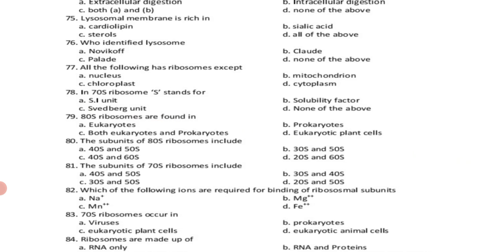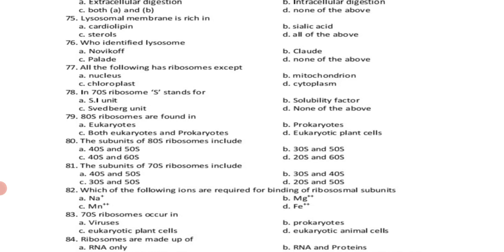The divalent magnesium ions are essential for several aspects of protein synthesis, including neutralizing a charge on ribosomal RNA and allowing it to correctly fold into a main unit. Removing Mg2+ ions causes ribosomes to disassemble. So, magnesium ions are required for binding of ribosomal subunits. Option B is the answer for question number 82.